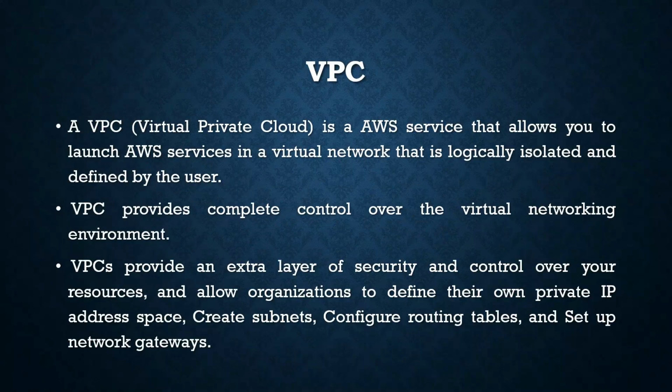So, VPC is an AWS service that allows you to launch AWS services in a virtual network that is logically isolated and defined by the users. And VPC provides complete control over the virtual networking environment. And VPC provides an extra layer of security and control over your resources and allows organizations to define their own private IP address space, create subnets, configure routing tables, and set up network gateways.